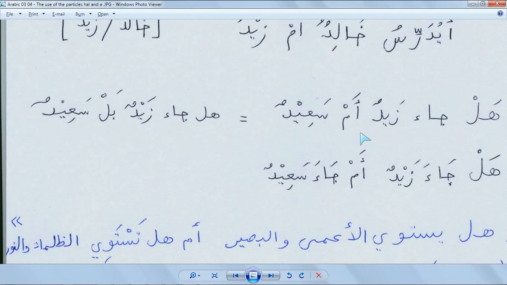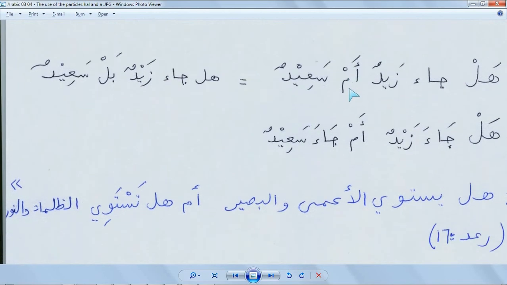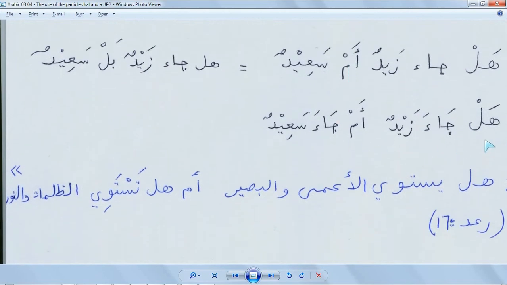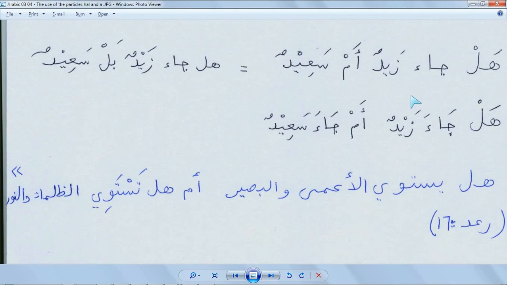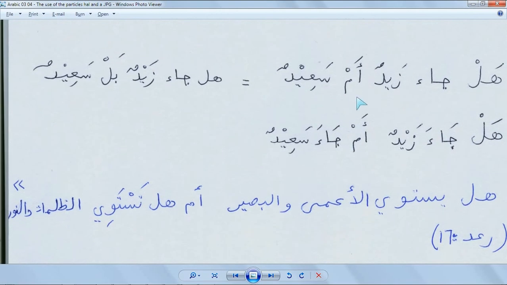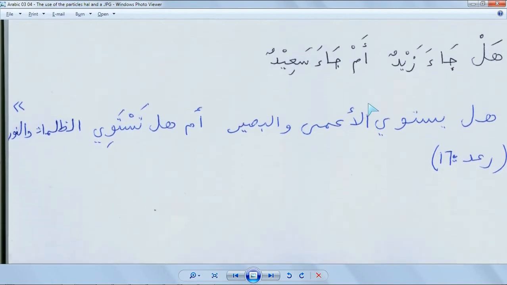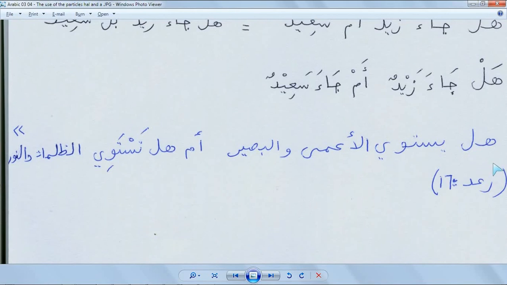So you see, you can't use hal with أم to give two options. Instead you say: هل جاء زيد أم جاء سعيد. This is the equivalent of the sentence above. It's just to show that when we use أم we are actually repeating the verb automatically. But can you use hal with two options? Or if you want to use or, how can you use it? Well, it does occur in the Quran, and that's why I've just mentioned it here.